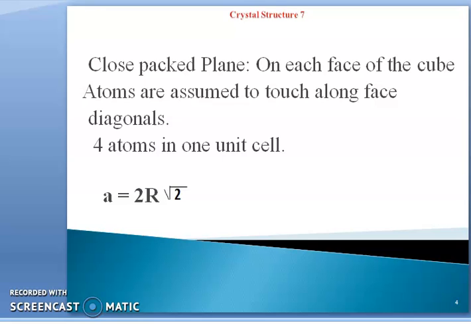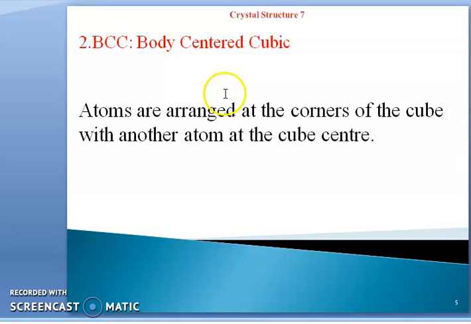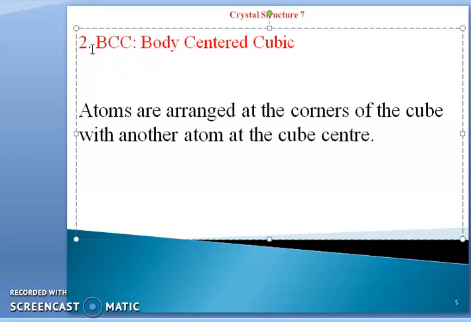Now let us turn to the next one, body centered cubic structure. In short, it is said to be BCC, body centered cubic structure. Now what is body centered cubic structure? In case of body centered cubic structure, again atoms are arranged at the corners of the cube with another atom at the cube center. What? With another atom at the cube center.